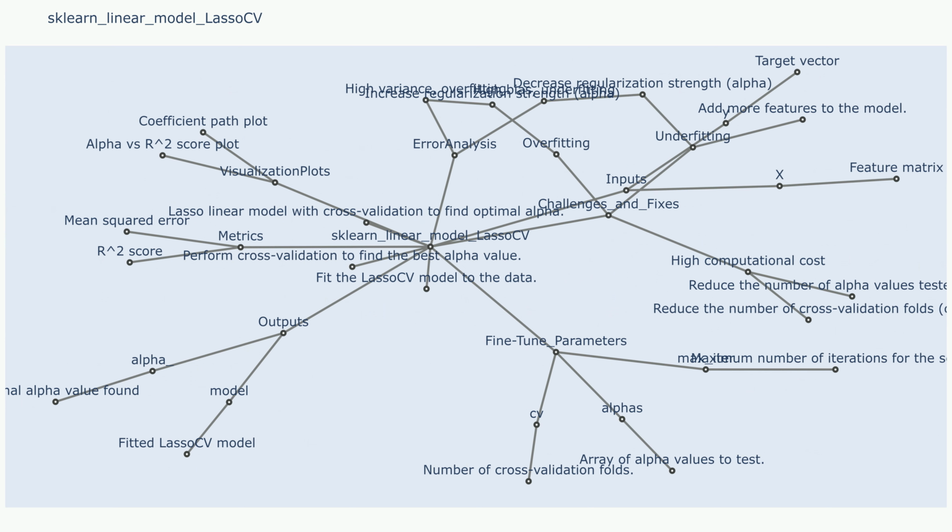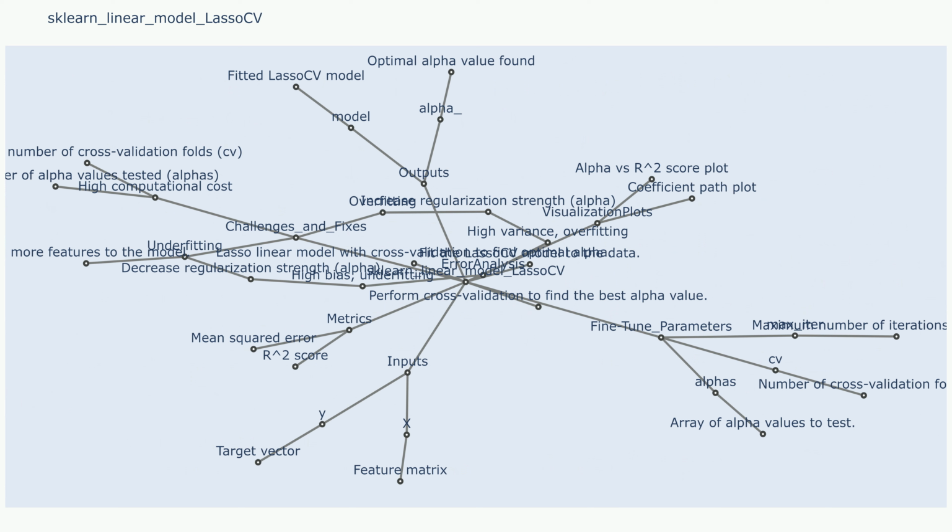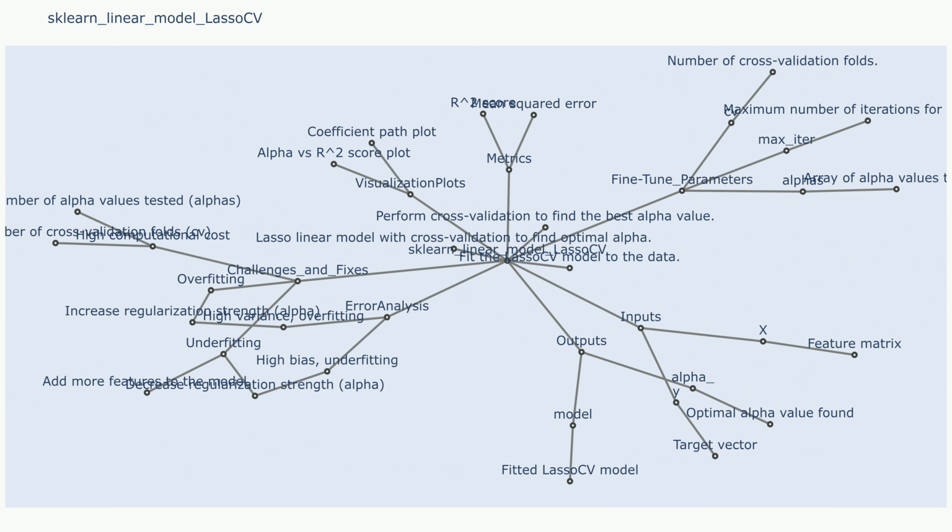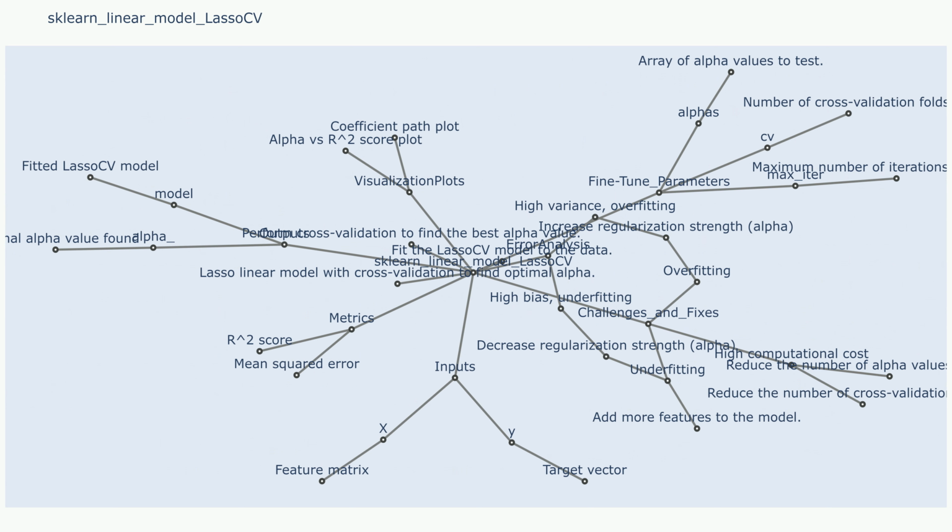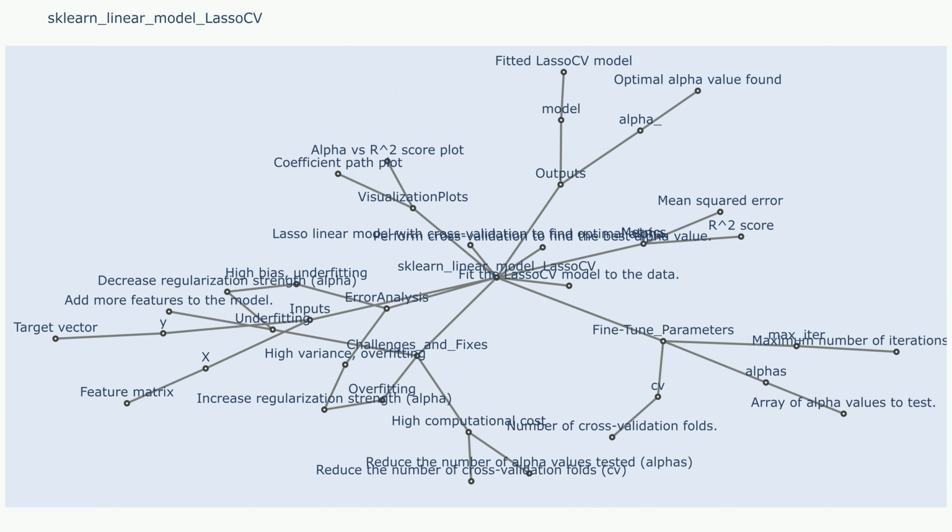Steps: fit the model using the provided training data and target values. Perform cross-validation to evaluate the model's performance for different alpha values. Select the alpha value that results in the best cross-validation score. Fit the model again using the selected alpha value. Metrics: R², the coefficient of determination, which measures the proportion of variance in the target variable that is explained by the model. Mean absolute error, MAE, the average absolute difference between the predicted and actual target values. Mean squared error, MSE, the average squared difference between the predicted and actual target values.